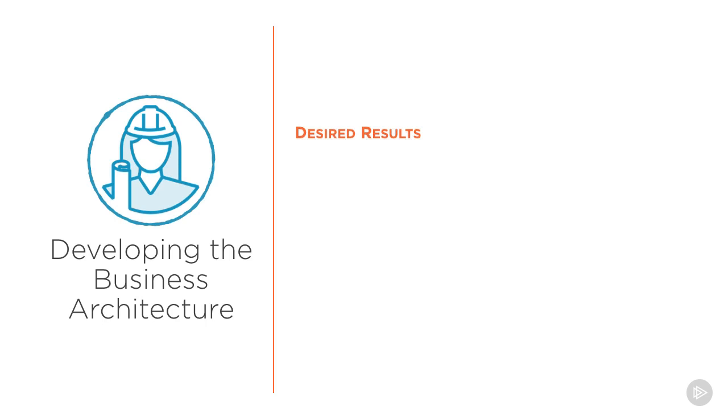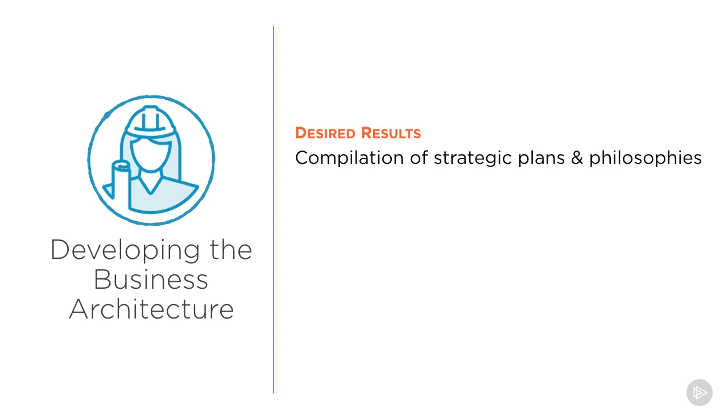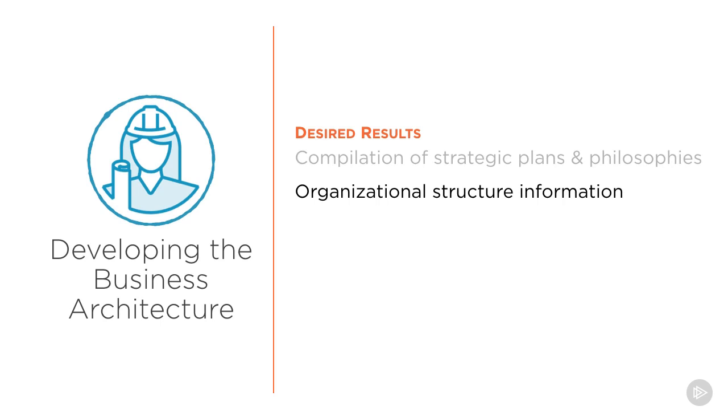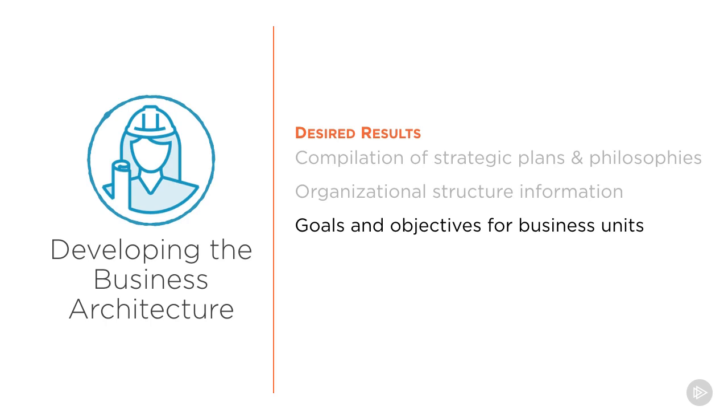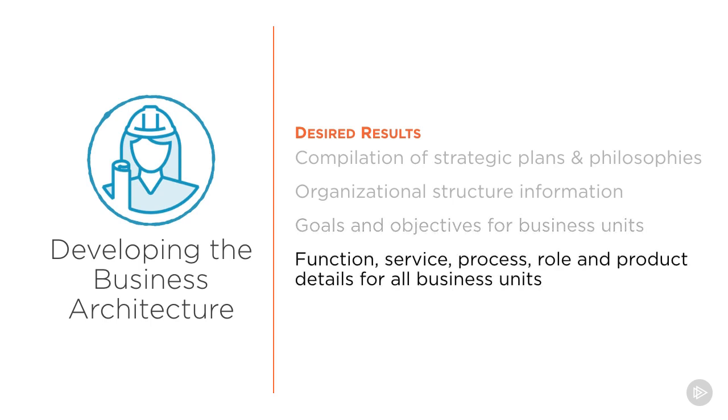At the end, we have a series of desired results, regardless of the complexity of the business architecture we create. First, we want to compile all of the strategic plans and philosophies that have to do with the issue or opportunity that we're investigating. We want to include all of the organizational structure information that could be relevant and valuable here to understanding how the business operates and what might be impacted by any changes we could propose. We should include our goals and objectives for business units that are directly tied or perhaps even indirectly tied to the business, so long as they might be impacted. Function, service, process, role, and product details for all relevant business units should be included as well.